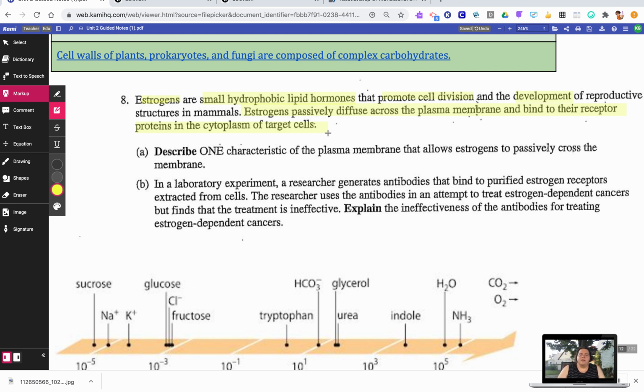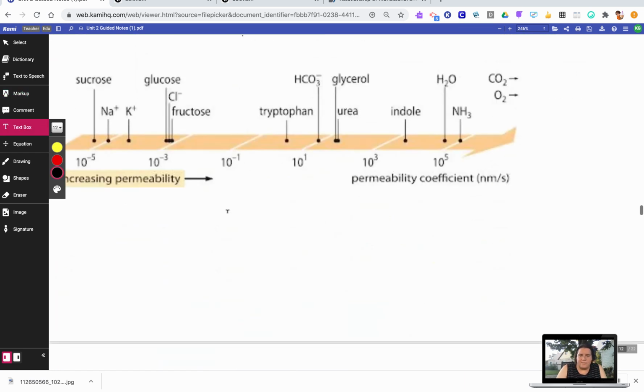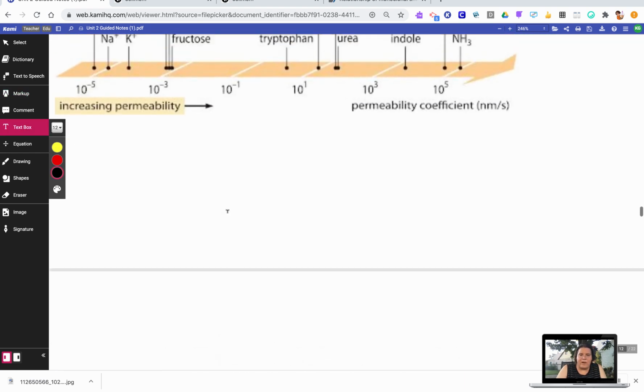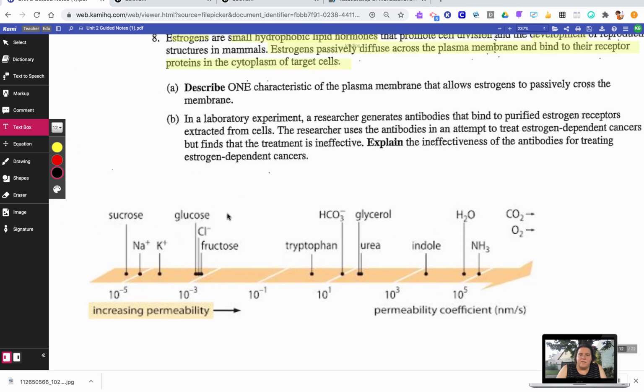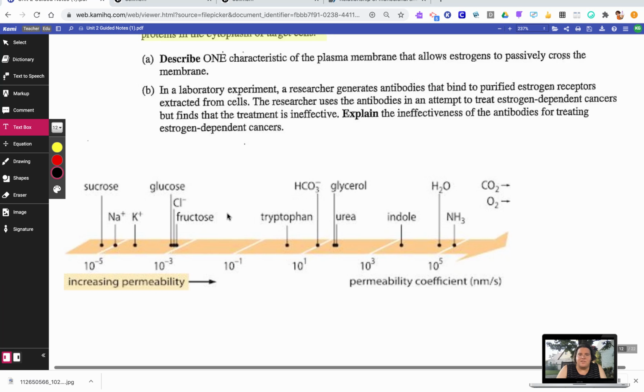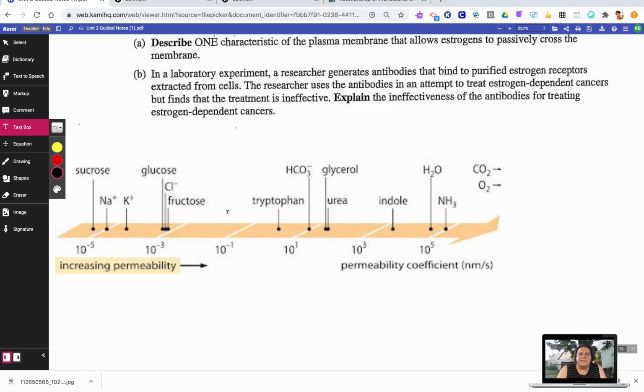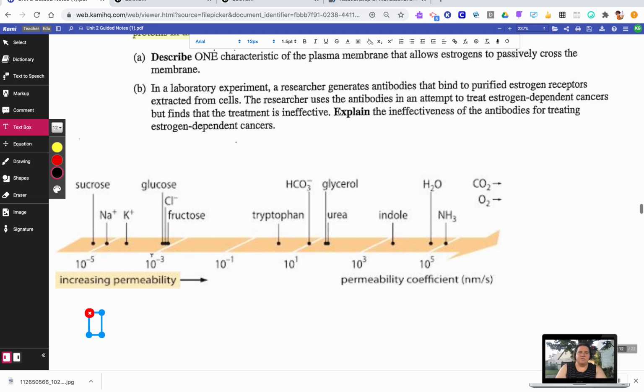And one characteristic of the plasma membrane that allows, I'm going to find a space to write, because remember, we want to write in paragraph form. We have to make sure that we write it in complete sentences. So it's asking to describe one characteristic.